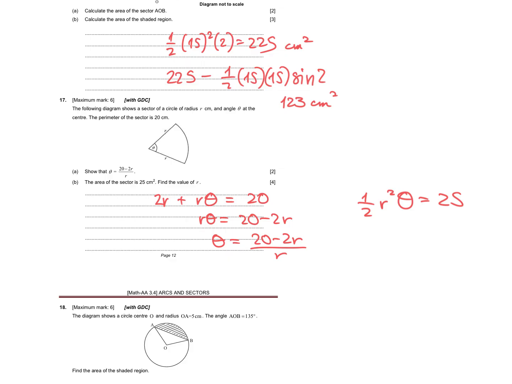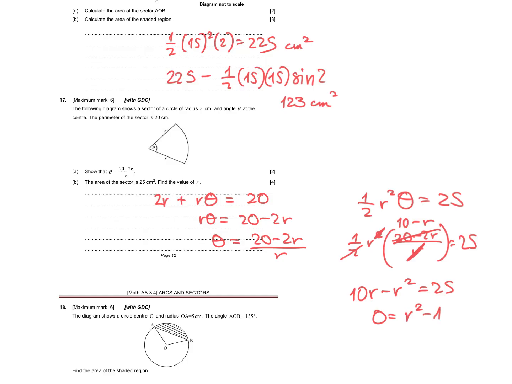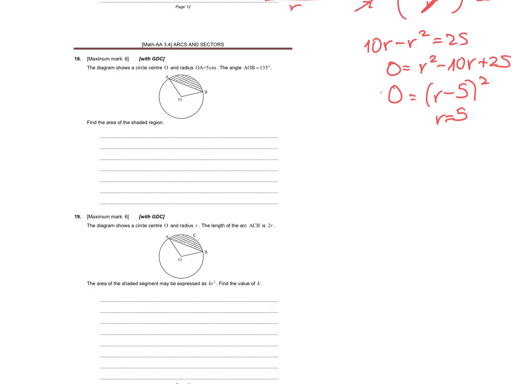And we need to sub in theta. That's 25. So one of these r's is going to cancel. And we could write 10 minus r and cancel the 2. So when we distribute the r, we're going to have 10r minus r squared is 25. And this is quadratic. So we're going to have 0 equals factored r minus 5 squared. So r is 5.